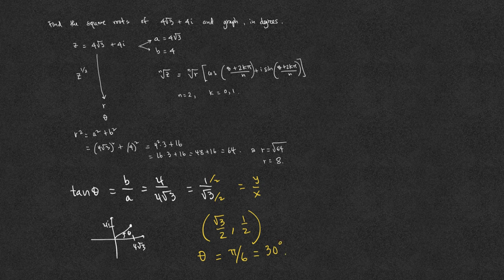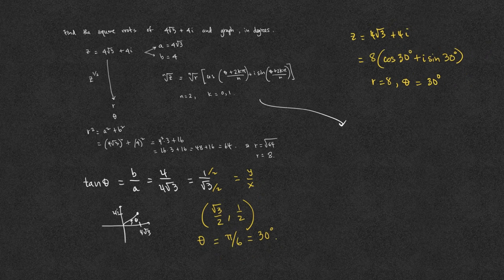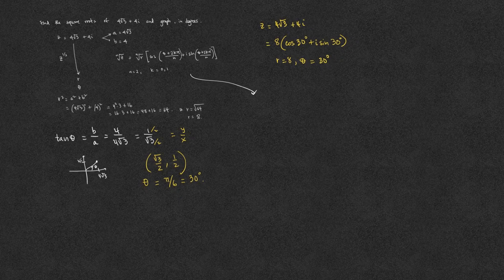Now that we have the polar form of the given complex number, z equals 4 root 3 plus 4i, which is 8 times cosine of 30 degrees plus i sine of 30 degrees, where the modulus r is 8 and the argument theta is 30 degrees. To find the square root, we use the n-root formula for complex numbers. We're also asked to provide the solution in degrees.